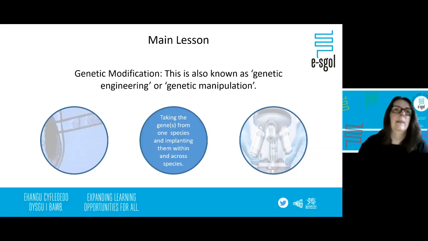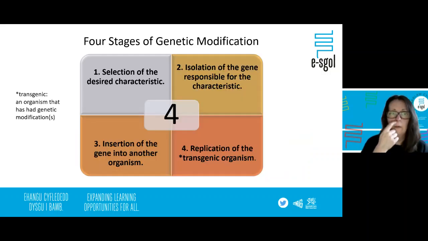And there are examples that you may have seen and heard of where a glow-in-the-dark gene has been taken from a jellyfish, for example, and inserted into a rabbit, and that rabbit will glow in the dark. So there's a lot of situations where genetic modification has taken place, but there are also some situations where this could be very beneficial to us and our environment. So these are the stages then in genetic modification.